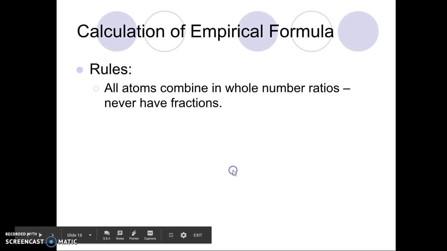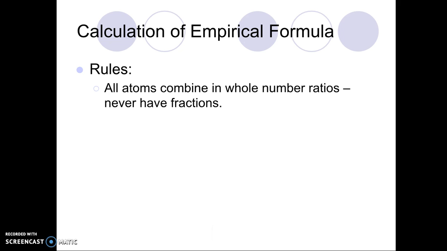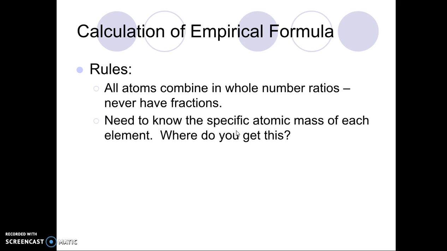So here's the rules. Here's the steps. All atoms have to combine in whole number ratios. Remember, we're never going to have fractions. This actually becomes very important when we're doing our calculations, because if you end up with fractions, you get to double it. You need to know the specific atomic masses of each element. Well, the nice thing is, where can you find the atomic mass for every element? On the periodic table.